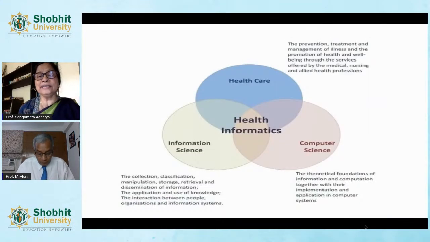So we actually see that there are three basic domains in which we can put health informatics. The very regime of healthcare: how is healthcare provisioning done? What are the systems through which healthcare provisioning can be done in order to prevent infections, in order to prevent diseases? If they occur, how do we treat them?